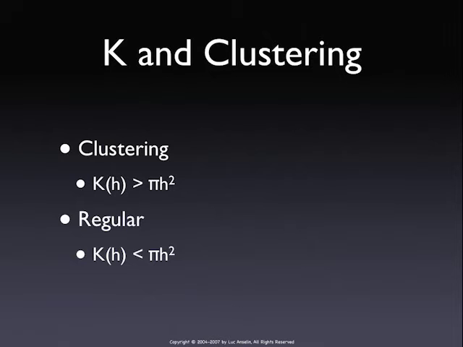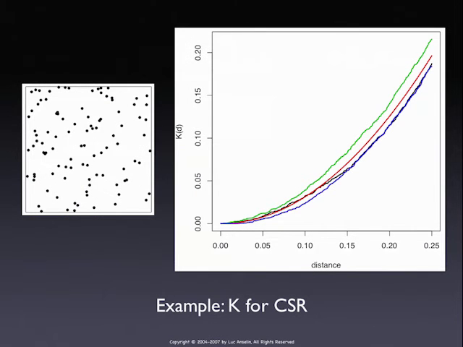So if we look at our three example patterns, the first one is the complete spatial randomness, the random one, and we see that the black line is in fact in the envelope, tracks more or less the red line. Now, think about this for a second.